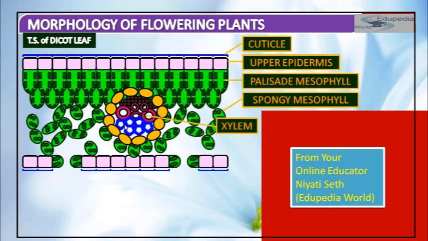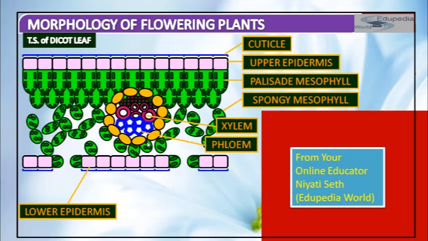Now what is this? This is your xylem. This is protoxylem, this is metaxylem, and this is protoxylem, and this blue one is your phloem. And what is this? This is your bundle sheath. And what is this? This is the stomata, which is present only on the lower epidermis, and that condition is known as hypostomatic, because stomata is absent in the upper epidermis, students. So that's the reason this condition is described as hypostomatic.